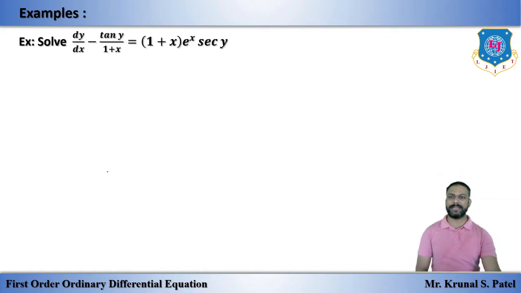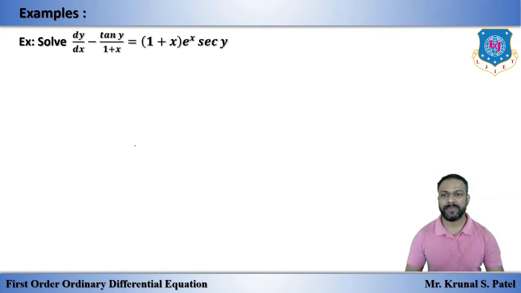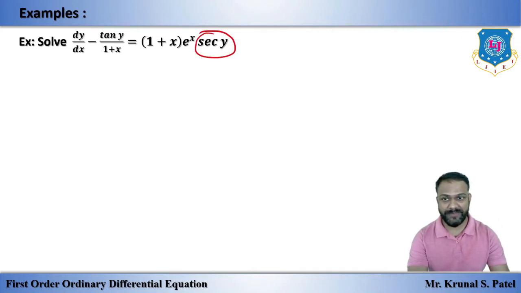Solve dy by dx minus 10y upon 1 plus x is equal to 1 plus x e raised to x sec y. Now here you can observe that a simple y is not given. That's why I've taken this example; it is quite different from the previous example. So here we will divide by this, because we have the dy by dx form, so this is our q and this might be our p.